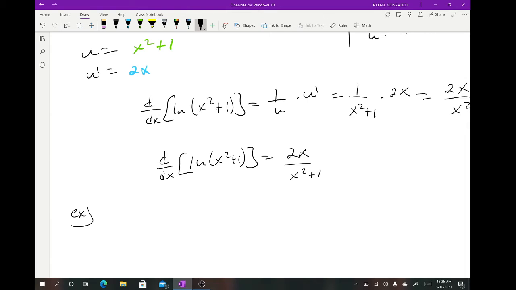So one more. We're kind of getting the hang of this, right? So d dx, somebody comes up to you and tells you to find the derivative of x times ln of x.